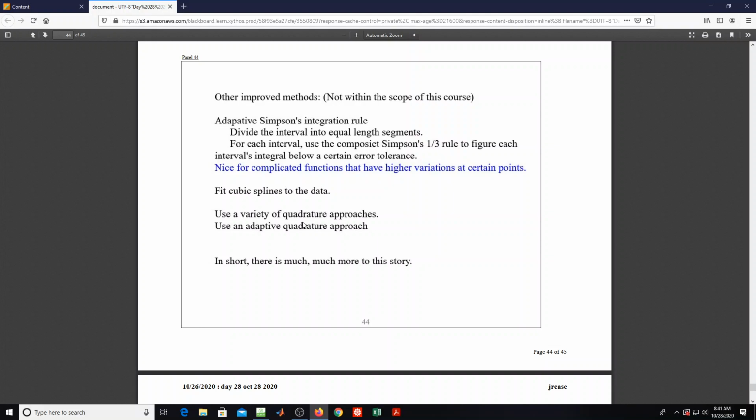One of the reasons why I wanted us to go through the quadrature approaches is, if you use the help and ask Mathematica how they do their integration, invariably they'll say we used an adaptive quadrature approach.